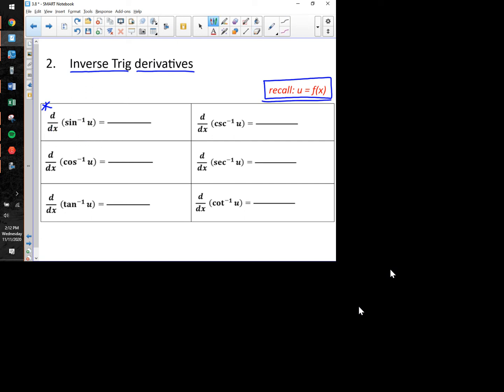Okay, so that being said, here's your first big one, guys. The derivative with respect to x of the inverse sine of u, being some ratio, is a 1 on top divided by the square root of 1 minus u squared. Ugly. But wait, there's more. Times the derivative of u taken with respect to x. And I'm hoping you guys recognize that that last factor there is the chain rule, times the derivative of u with respect to x.